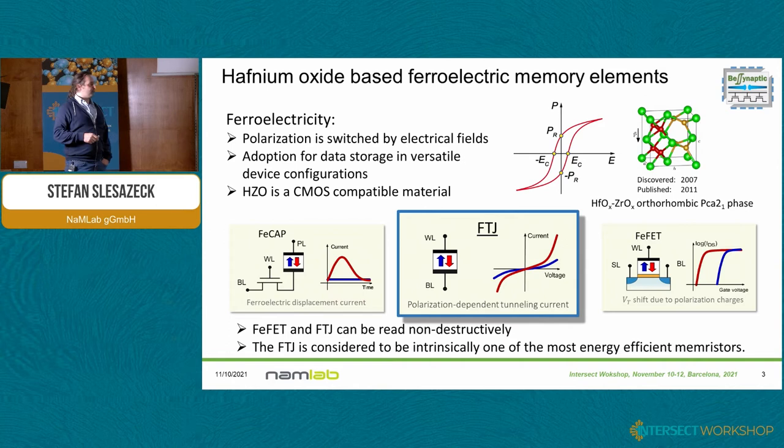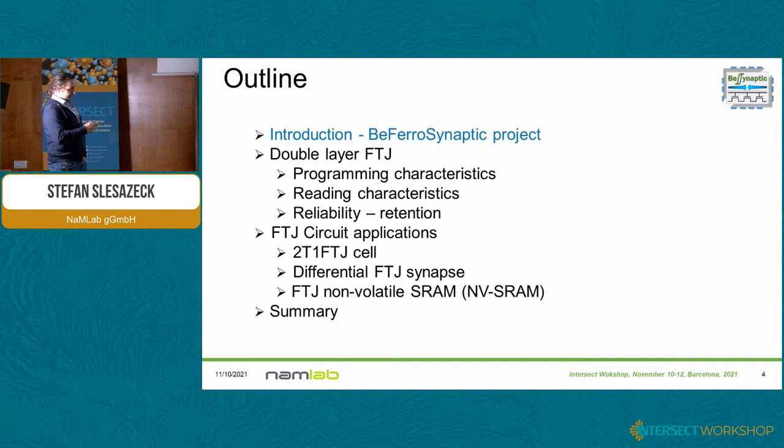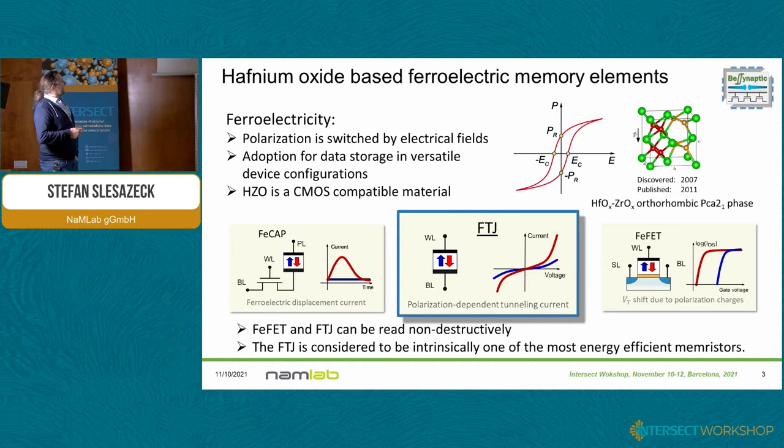In this BFAR Synaptic project, we look at both FTJ and FeFET devices, but for back-end-of-line integration. And in my talk, I will mainly focus on the FTJ devices. Since the switching or programming operation is similar in all devices, FTJ and FeFET differentiate from the FeCAP in that you can have non-destructive readouts. And also the FTJ can be considered as intrinsically one of the most energy efficient memristors. So it's a two terminal device, you can switch it very energy efficiently. And also since it features quite small readout currents, you can operate many devices in parallel.